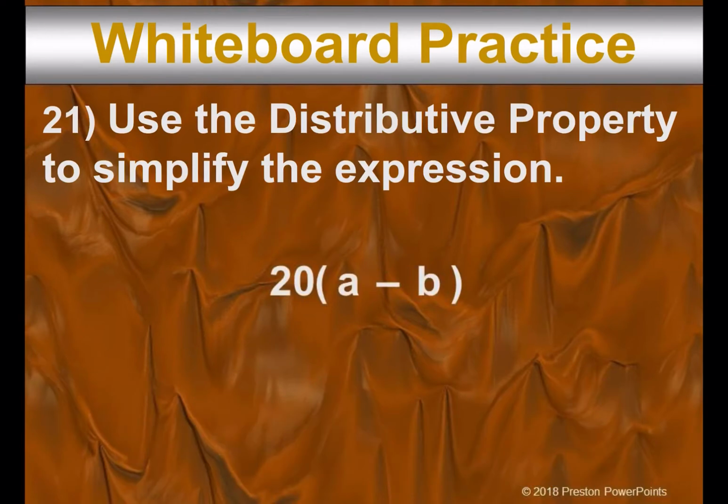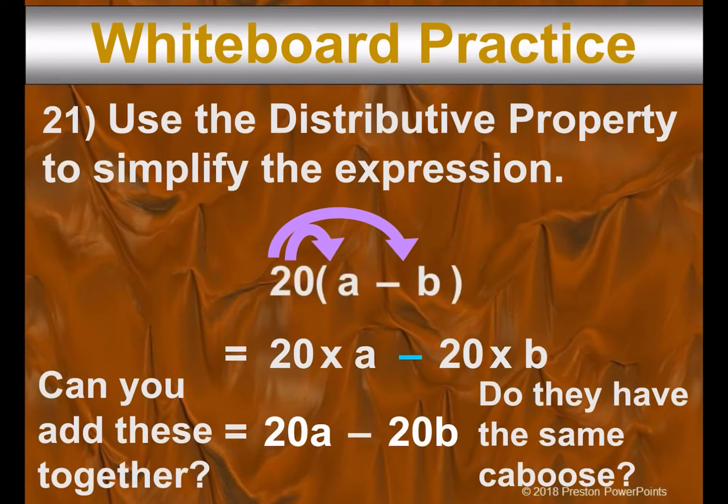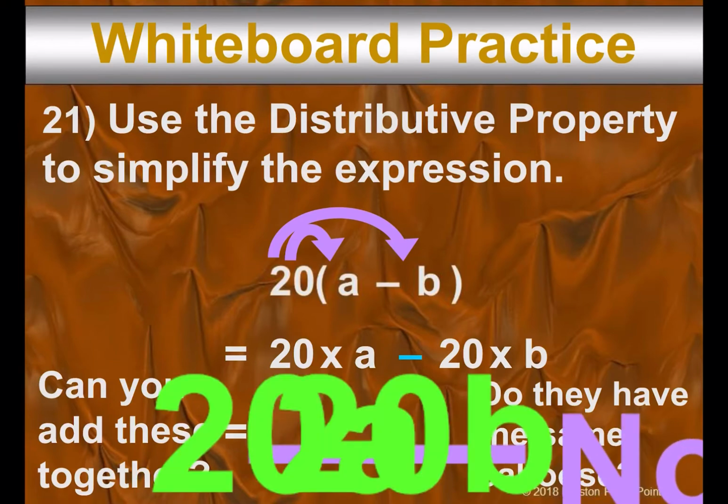Okay, next, use the distributive property to simplify this expression. So 20, and then a subtract b. So I'm going to give the 20 to both of those. And so 20 times a is 20a, and then 20 times b would be subtract 20b. And again, I can't combine anything there. They don't have the same caboose, so no, they won't go together.